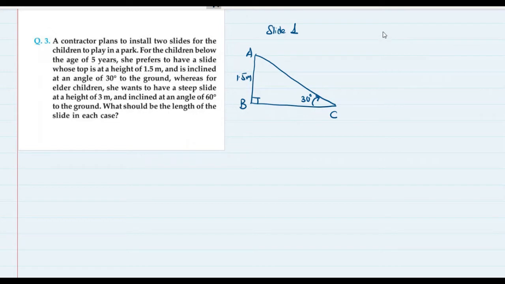Whereas for elder children, she wants to have a steep slide at a height 3 meter. Whoa, height 3 meter. Steep slide. Something like this. This will be fun. PQR. This PQR is slide number 2. Slide 2. Okay, whose height is 3 meter from the ground and making an angle of 60 degree with the ground.